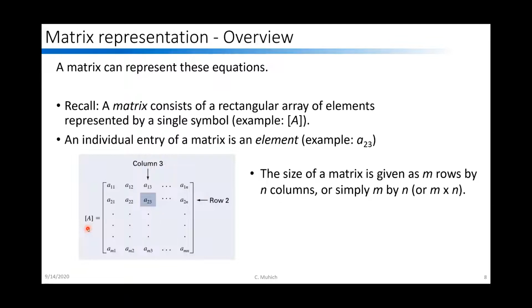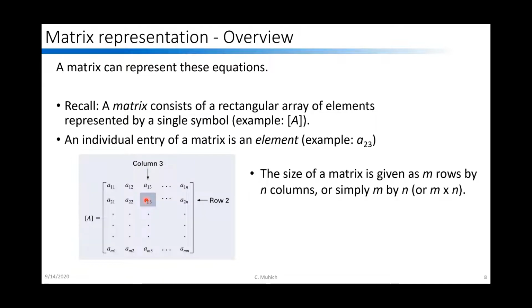A matrix is a rectangular array of elements represented by a single symbol, usually an uppercase letter. Individual entries in the matrix are called elements, and they're represented by a lowercase letter, maybe lowercase a, with two indices that tell us which row and which column it is. First we write the row, so row 2, column 3 would be a 23.